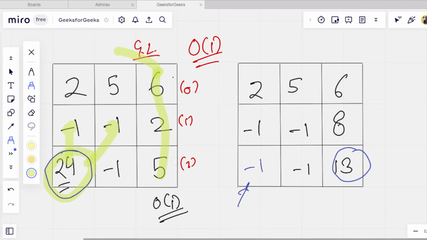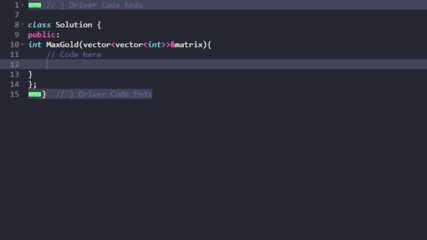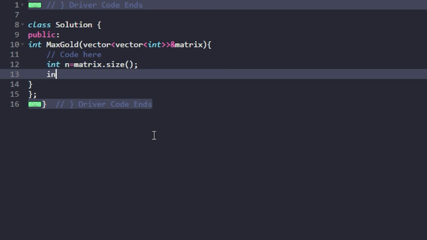Fine. So now let's move towards the code part and implement this solution. First of all, we will find the dimensions of the 2D matrix. I will store the number of rows in n and the number of columns in m.